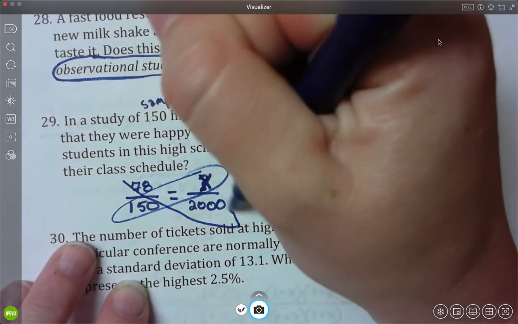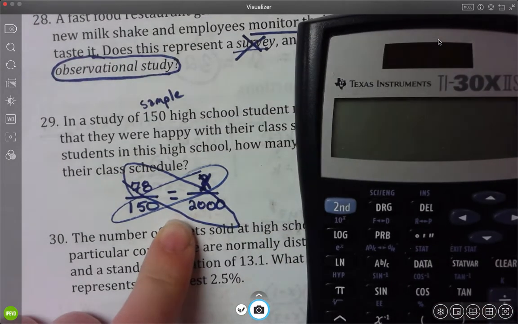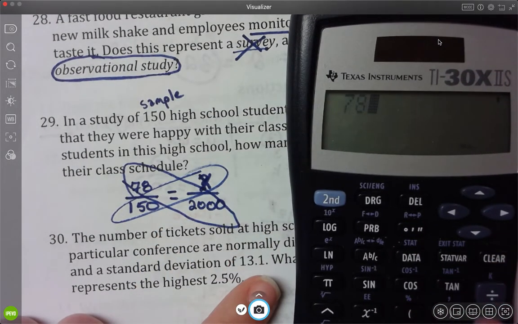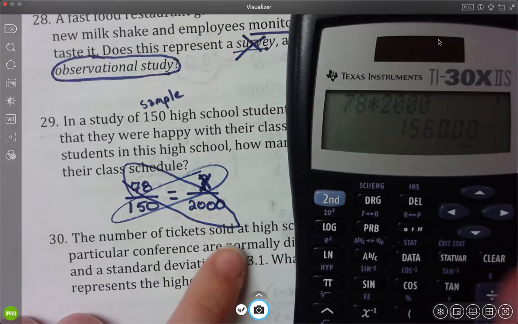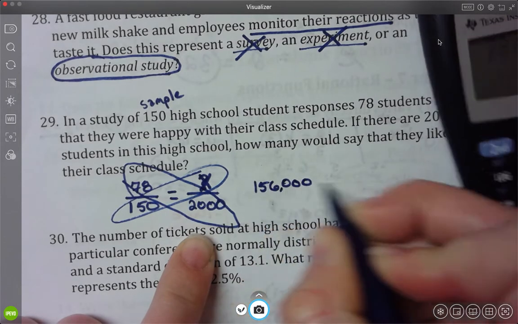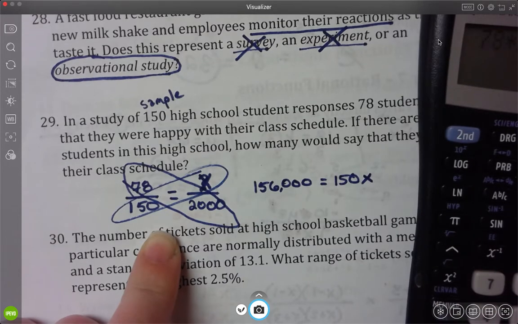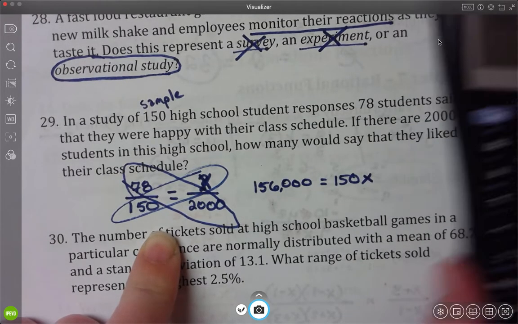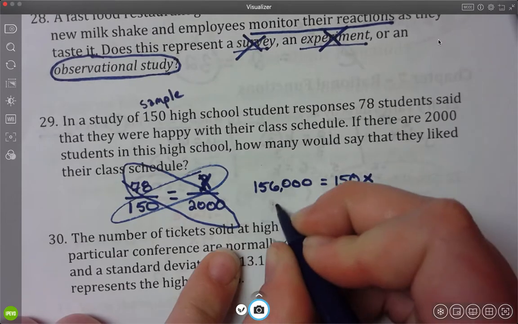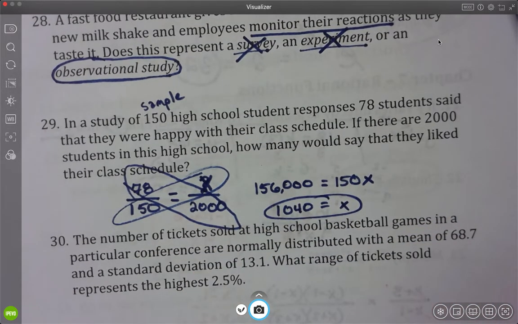So if I cross multiply, 78 times 2,000 is 156,000, okay? And that's equal to 150 times x. And then I would just solve for x, so divide by 150, and that is 1040. Okay, so we just said a little bit over 1,000 are going to say that they are happy with their class schedule, because that's a little over half, just like the 78 was.